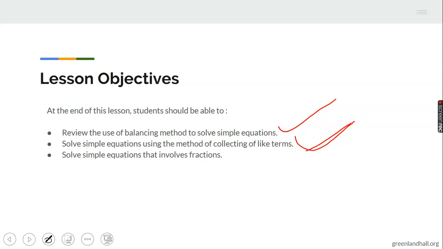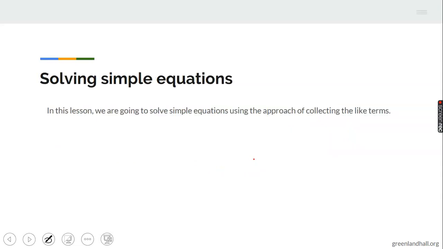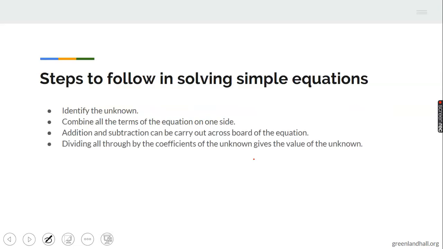Then we look at simple equations that involve fractions. So this is what we are going to deal with in this lesson. Now, we want to solve simple equations using the approach of collecting of like terms. Now, what are the steps that we need to follow?